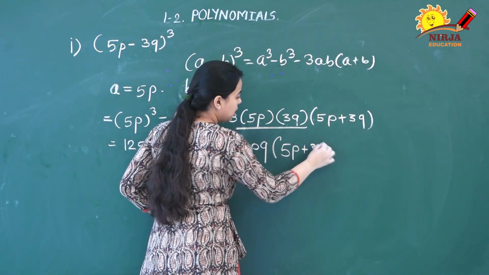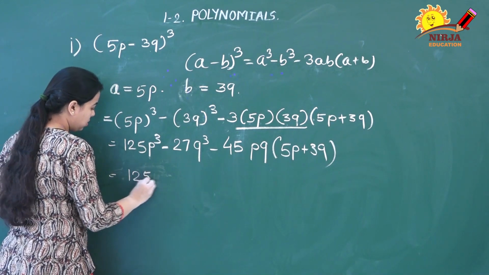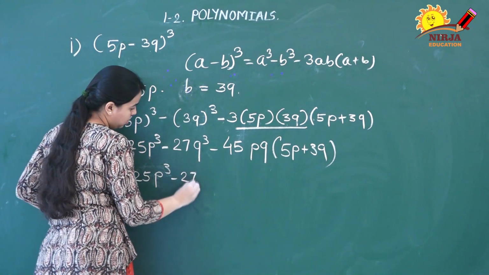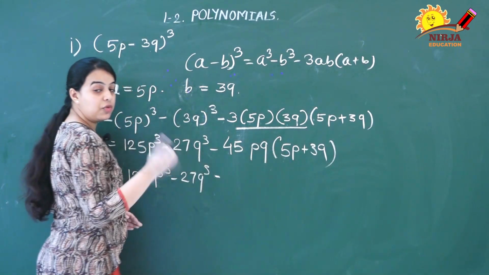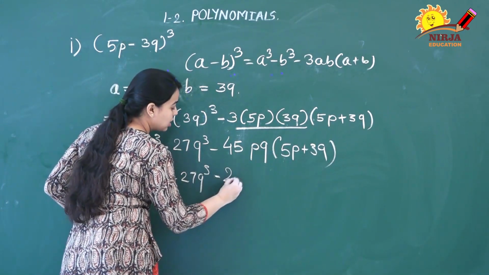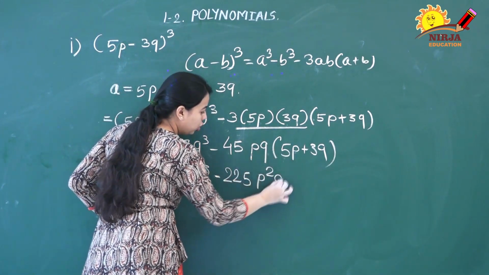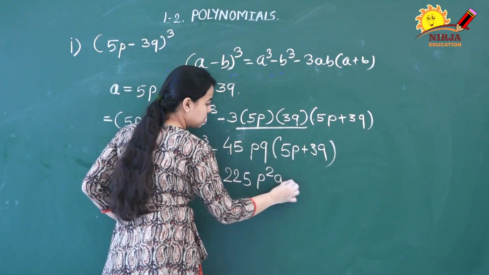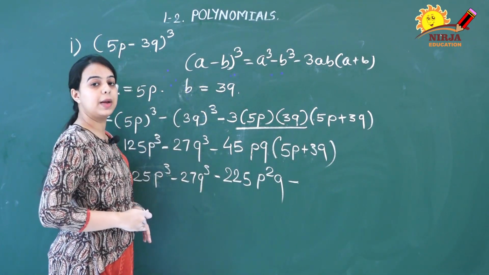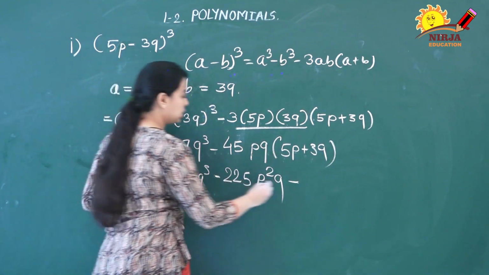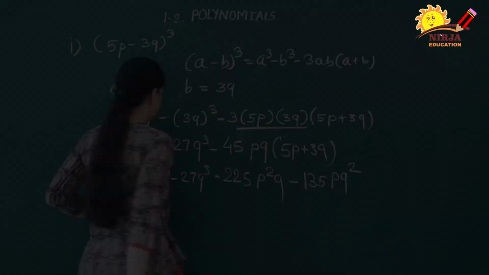(5p − 3q), I am going to write these two terms as they are. Now 45 multiplied by 5, you get the answer 225p²q, minus 45 multiplied by 3. If you do 45 multiplied by 3, you get 135pq².